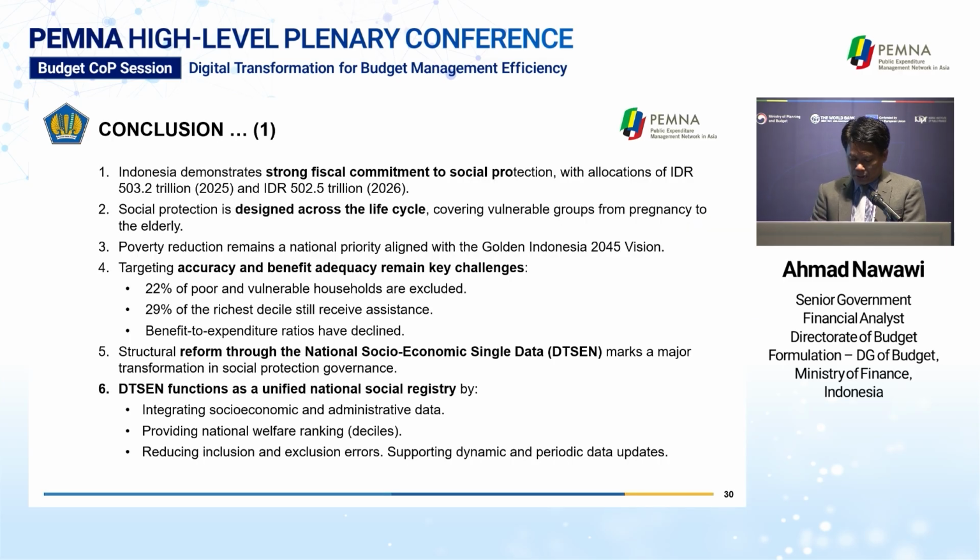Conclusion. In conclusion, Indonesia has demonstrated strong fiscal commitment to social protection, with allocation exceeding 500 trillion rupiah annually. Social protection programs cover citizens across the life cycle, from pregnancy to old age. However, challenges remain, particularly targeting accuracy and benefit adequacy. The development of the national socio-economic single data, or DTSEN, represents a major structural reform.